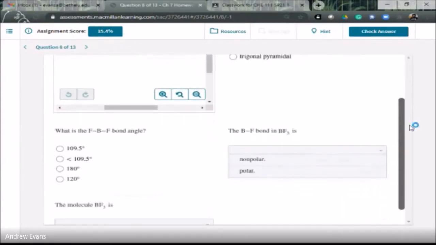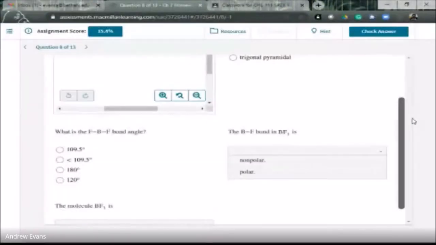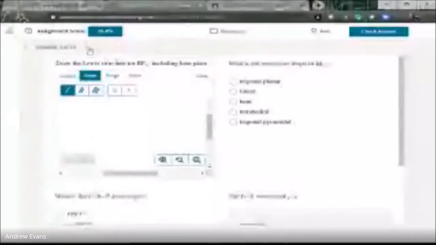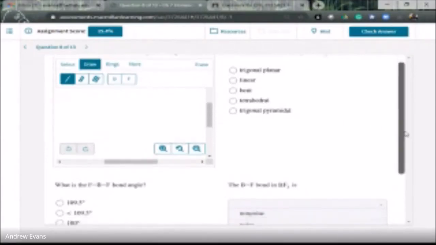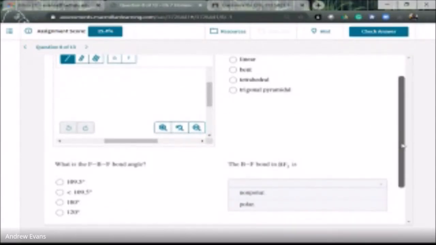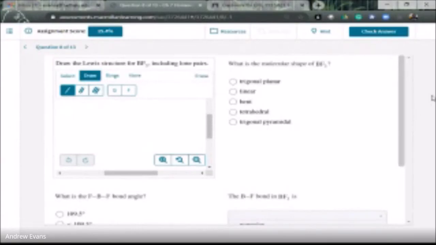Now, what is the actual bond angle? We can use a little chart for that. Here's our nice little chart, which will come up in the lab. Typically, 109.5 is a tetrahedral shape. 120 is trigonal planar. 180 is linear. And then less than 109.5 would be something that deals with trigonal pyramidal or bent.